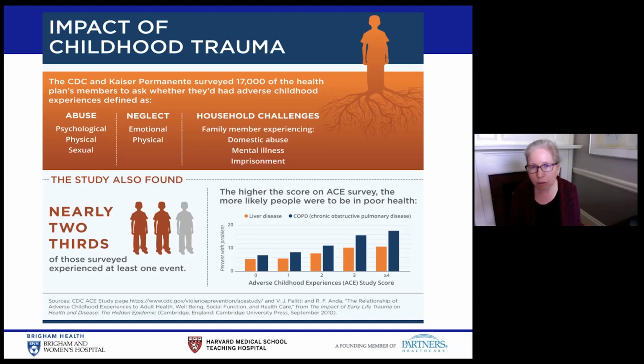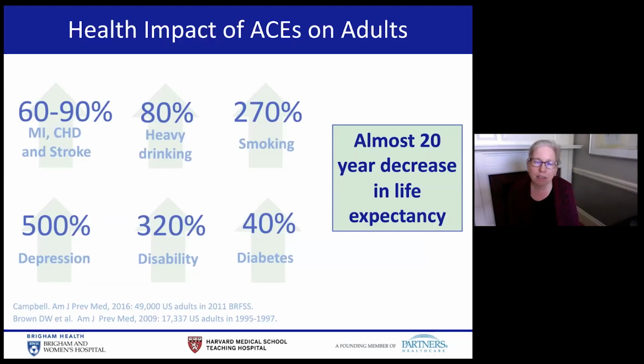And this study had two groundbreaking findings. The first was that almost 2/3 of people reported having experienced at least one adverse childhood experience. So incredibly common. And then the second was that there was a dose-response relationship between the number of childhood traumas and the likelihood of a wide range of adverse health effects later on in life. So what were those adverse health effects?